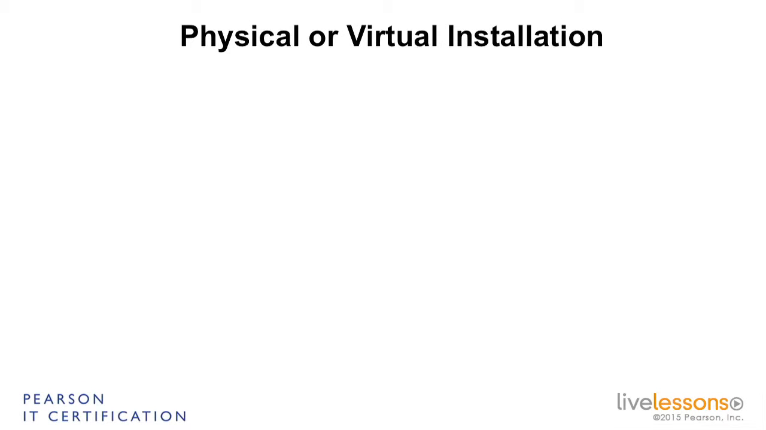So let's have a look at what you need on your server to install Red Hat Enterprise Linux Server. You can do a physical or a virtual installation. Physical means that you have a real machine on which you are going to install Red Hat Enterprise Linux, and virtual installation means that you are going to install in a virtual machine. And that virtual machine can be basically anything.